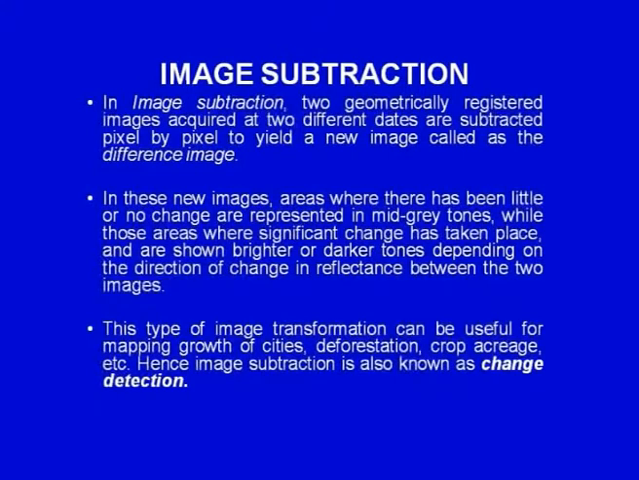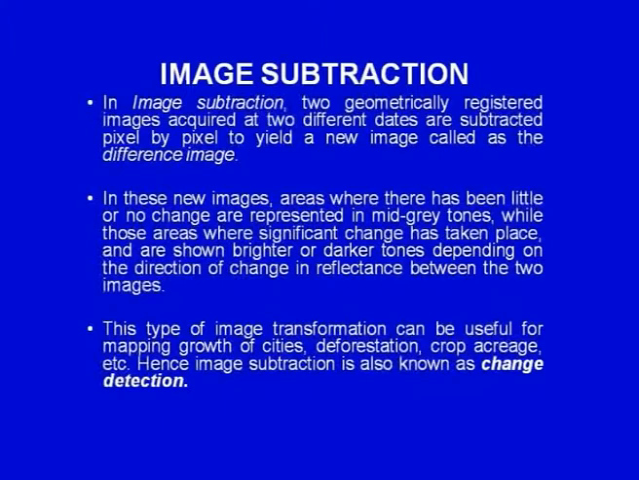Image subtraction. In image subtraction, two geometrically registered images acquired at two different dates are subtracted pixel by pixel to yield a new image called the difference image. In these new images, areas where there are little or no changes are represented in mid-gray tones, while those areas where significant change has taken place are shown in brighter or darker tones depending on the direction of change in the reflectance between the two images.